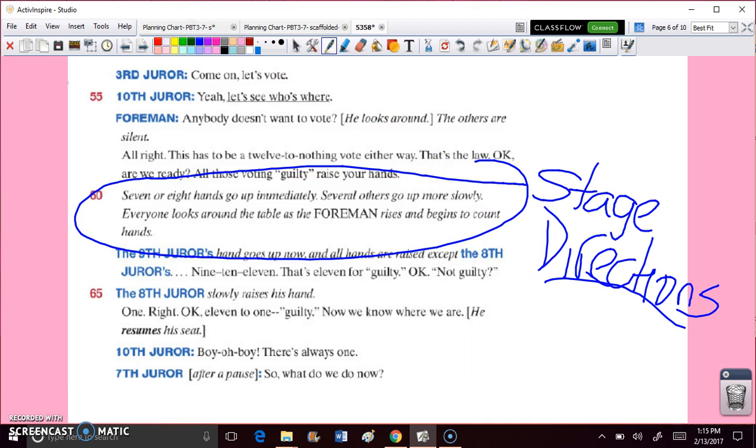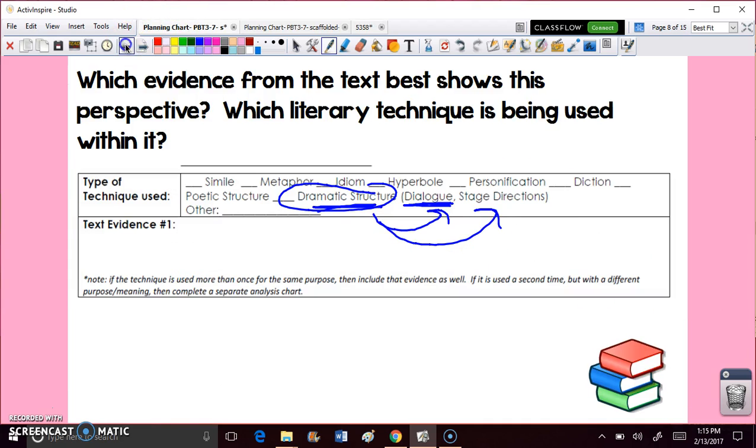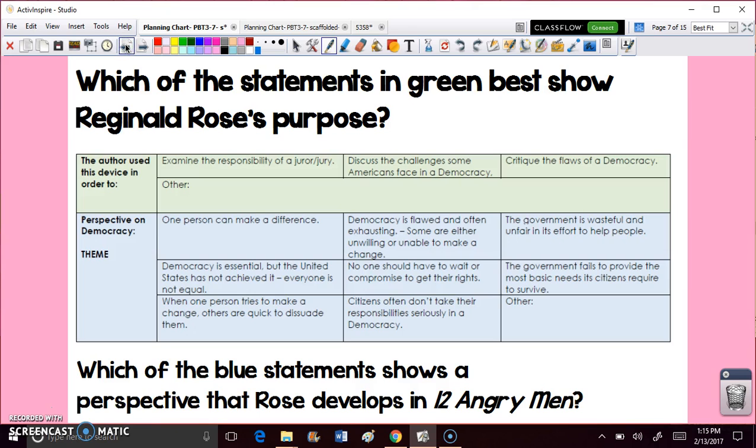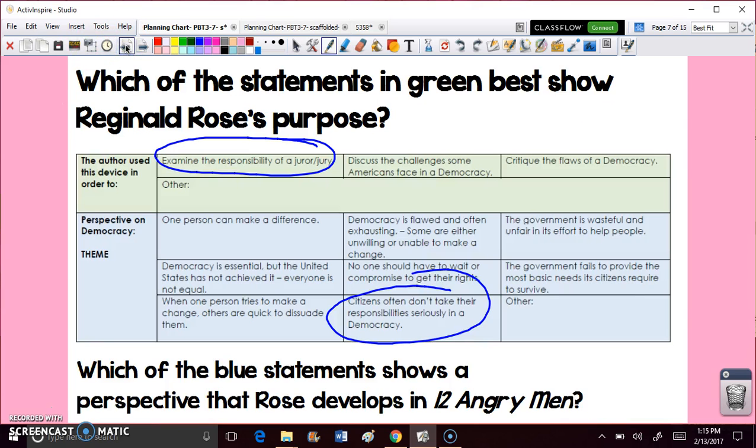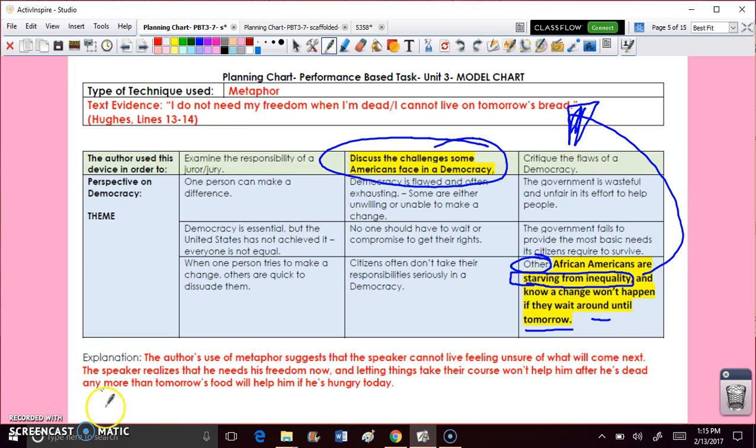All right, so on my planning chart, I've got my purpose circled, I've got my perspective circled. I'm going to put my technique as dramatic structure. I'm going to put text evidence 1 and text evidence 2. So the dialogue is going to go here and the stage directions are going to go here. And then I'm just going to, on the bottom of that first page, do my explanation. How does the dialogue and the stage direction that I chose show that perspective?